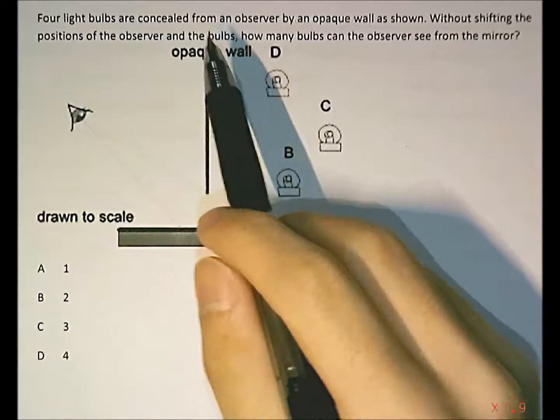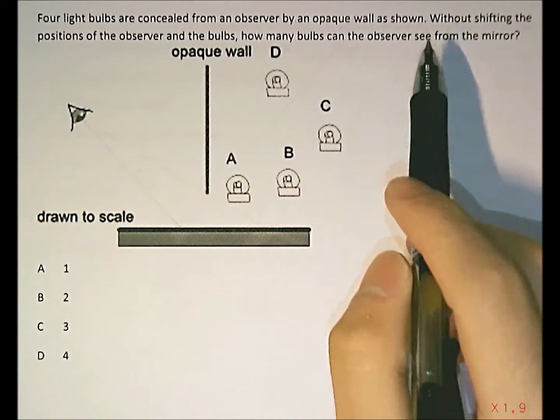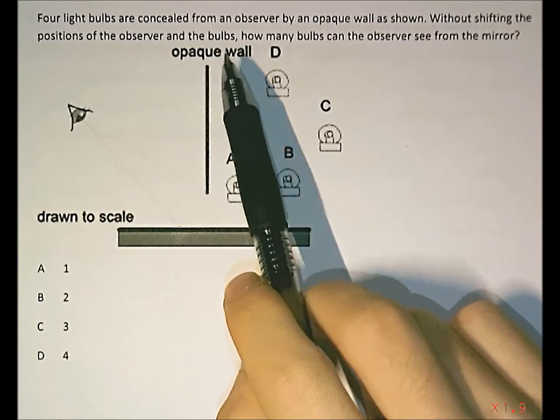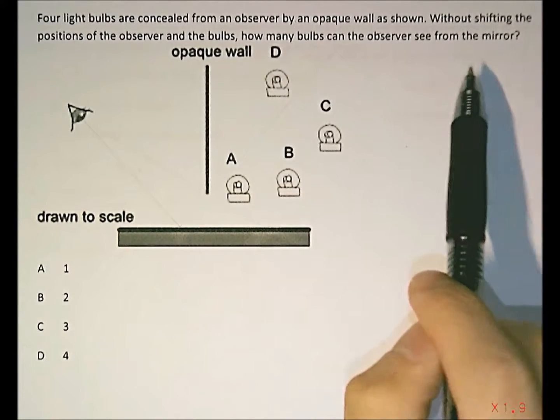4 light bulbs are concealed from an observer by an opaque wall as shown. Without shifting the positions of the observer and the bulbs, how many bulbs can the observer see from the mirror?